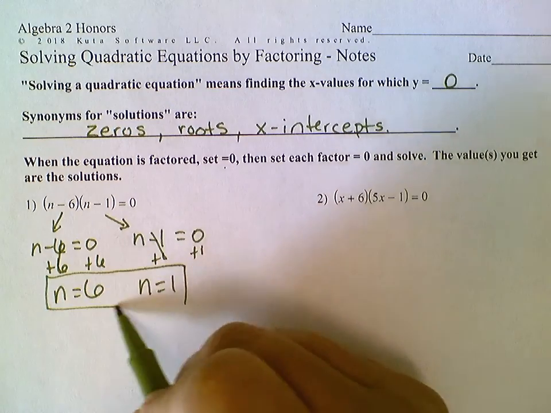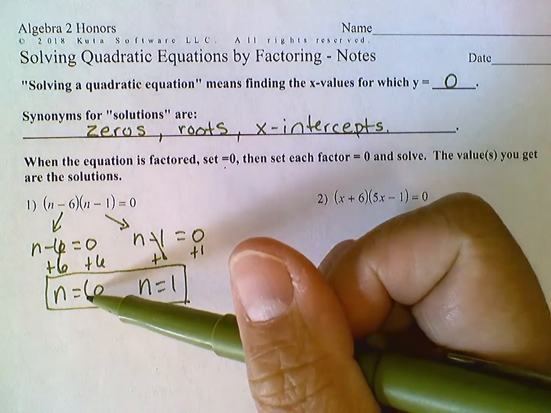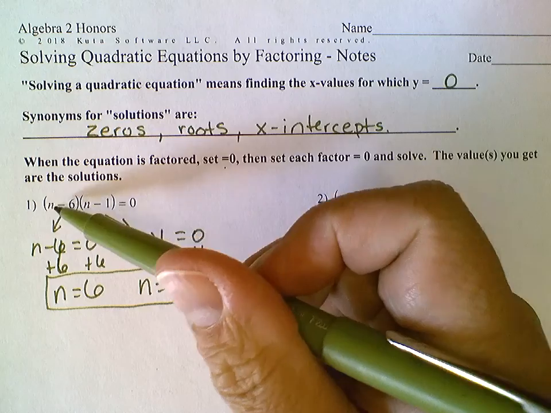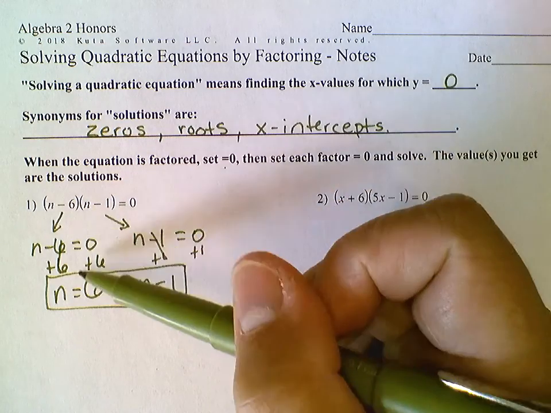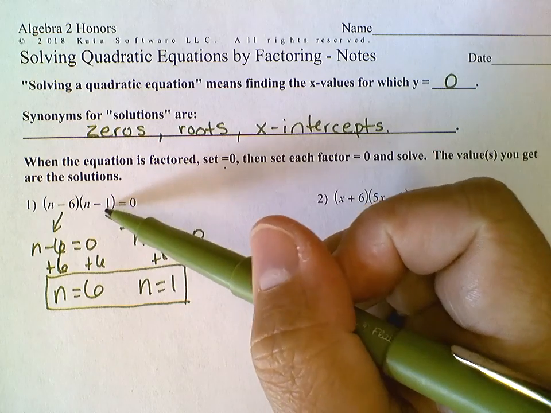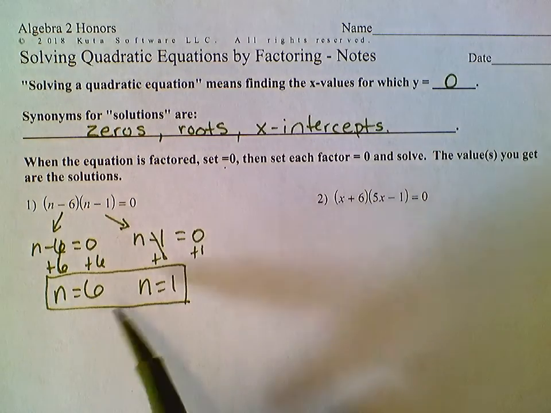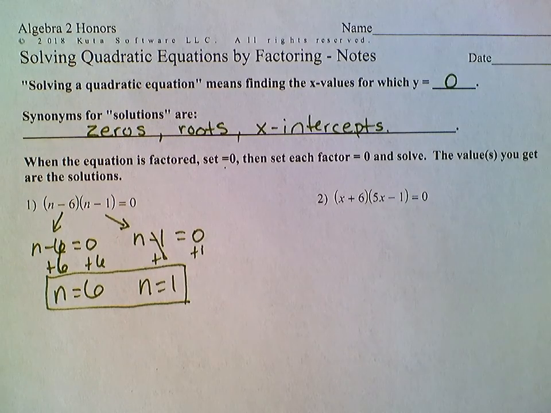So these are the two solutions, the two x-intercepts, which reminds you that when we see minus 6 in the parentheses, we always know it's a positive 6 on the x-axis. Same with this one. When we see minus 1, we always know it's a positive 1 on the x-axis. So these are our x-intercepts.